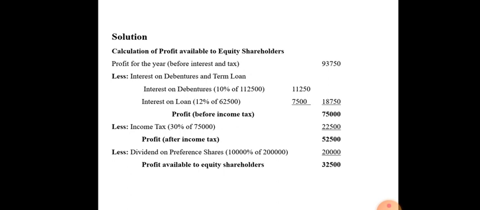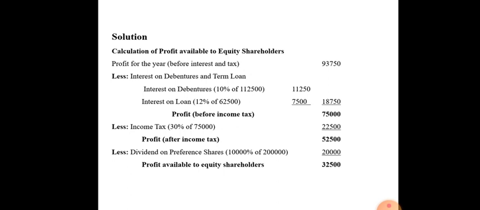So this 18,750 is the interest on debentures and the term loan. You have to subtract it from 93,750, and the remaining amount is rupees 75,000. So this 75,000 is nothing but the profit before income tax. This is the profit they got.